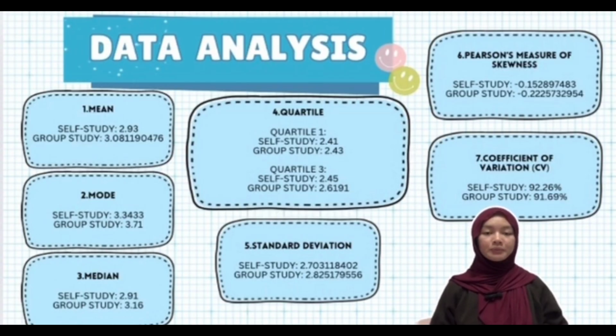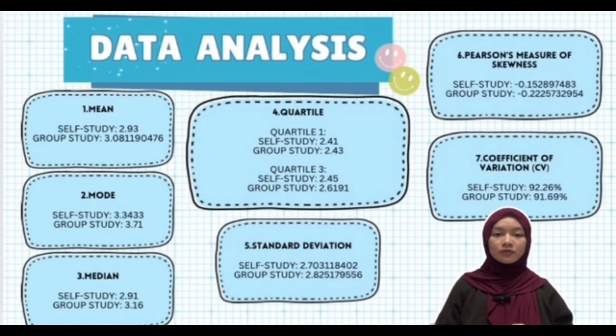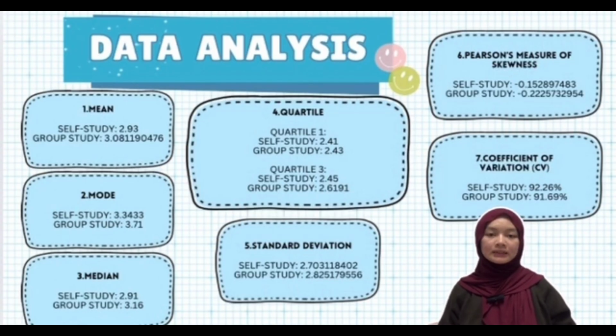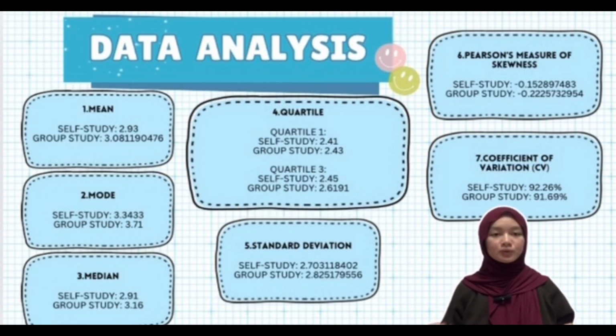For Pearson measure of skewness, self-study is negative 0.15, while group study is negative 0.22. So, self-study is higher than group study. For coefficient of variation, self-study is 92.26%, while group study is 91.69%. Self-study is higher than group study.